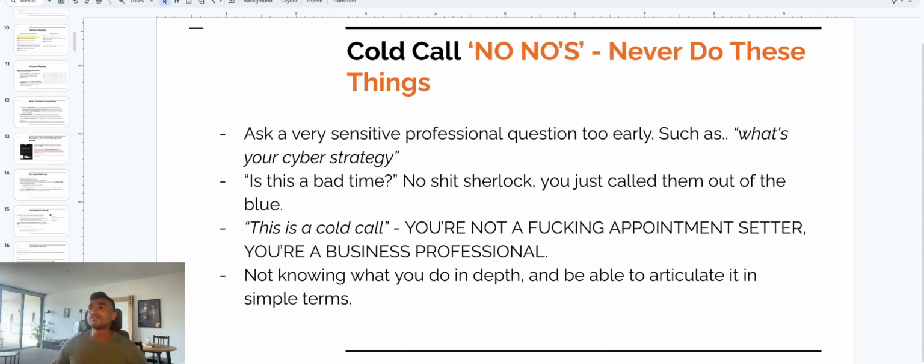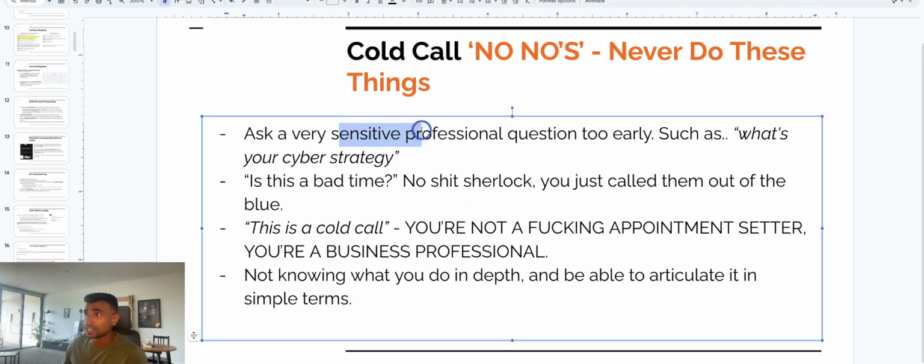Cold call no-nos, never do these things, okay? So first one is do not ask very sensitive professional questions too early. When I used to work for Zscaler, this is something that my old SDR, shout out to my old SDR, I'm not going to mention your name, but you know who you are. We were in a cold calling session and he said, what's your cyber strategy? And I was like, dude, you just called this guy. You just called this guy and you point blank asked him, what's your cyber strategy? You don't have enough trust to ask that kind of question, okay? So you want to be really careful with very sensitive professional questions on a cold call. The idea of a cold call is establish some rapport, warm them up, book the meeting, get out.